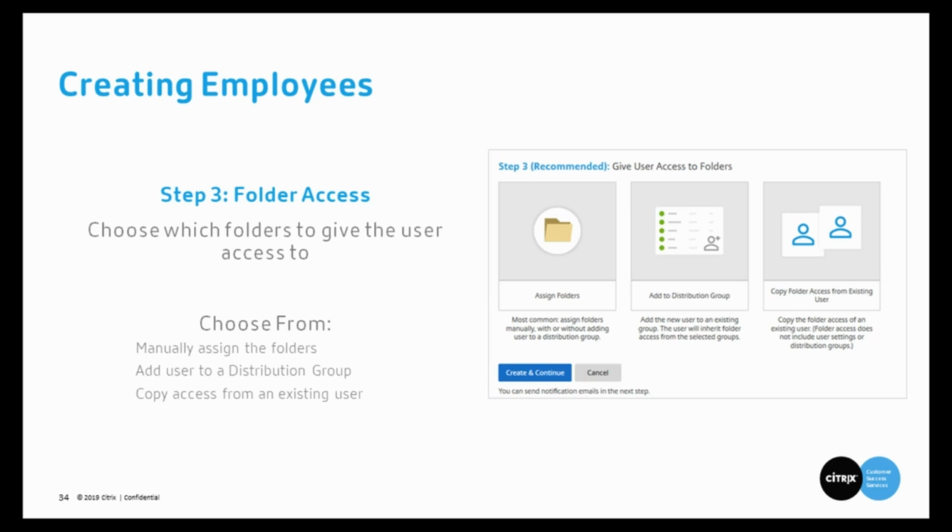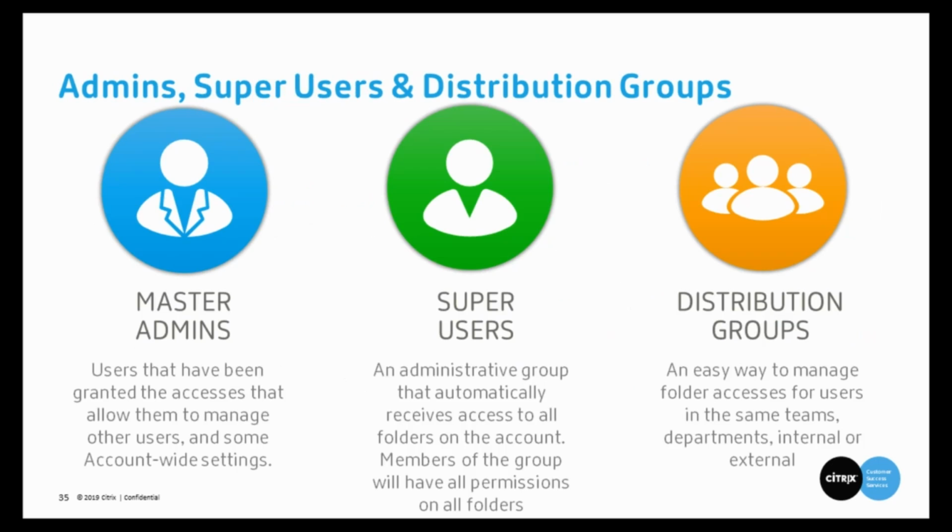Okay, and step 3 will be basically to set up the folder accesses. At this point, we will be able to either assign this specific employee or user to a folder. We will be able to add them to a distribution group, or we will be able to also copy access from an existing user in order to clone those accesses to this specific employee.